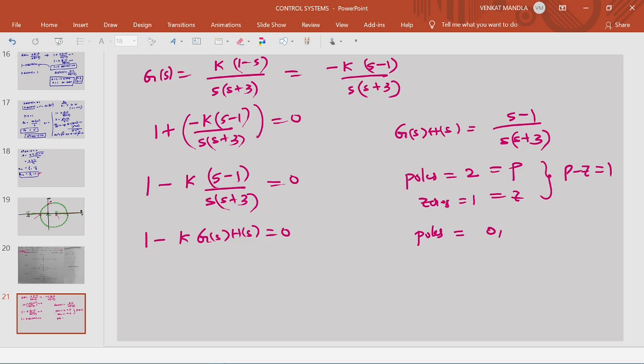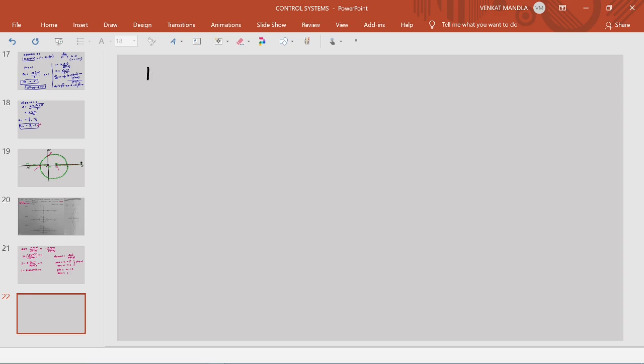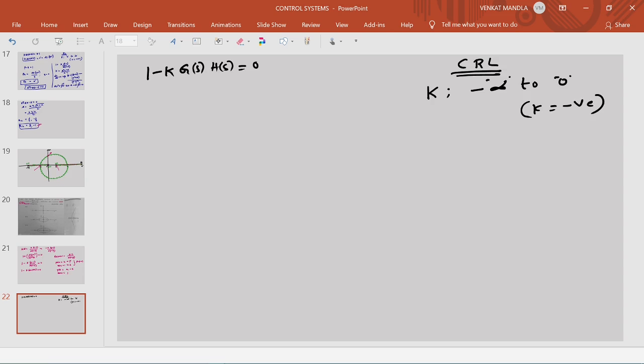Poles are 0 comma minus 3 and zeros are 1. What is the angle criterion here? That is important. 1 minus k gshs equal to 0, right? Now here we are drawing complementary root locus. So what is the definition of the complementary root locus? The forward path gain k is varied from minus infinity to 0. That is, k is negative here.